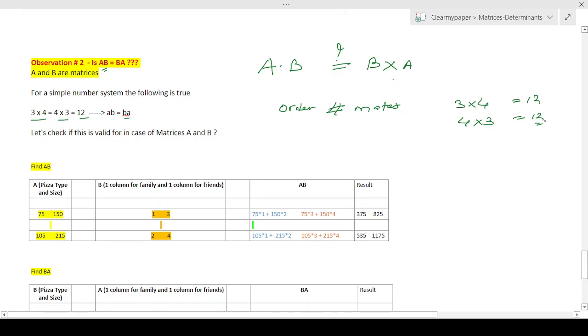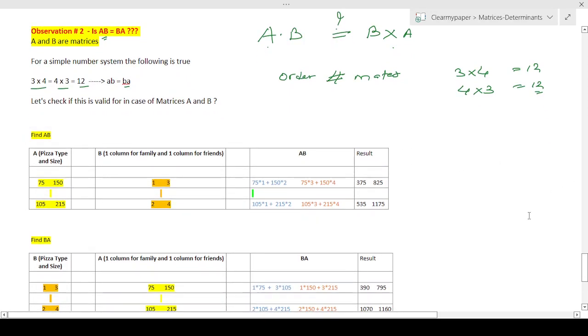But let's see what happens when we multiply 2 matrices, and see whether the order matters, whether A into B is the same as B into A. Okay, let's check that out. That's the interesting part here. And again, let's take the pizza example because it helps you understand intuitively what we're talking about.